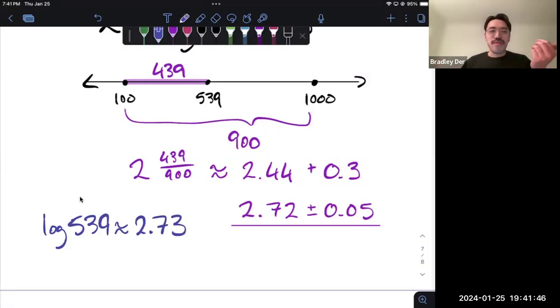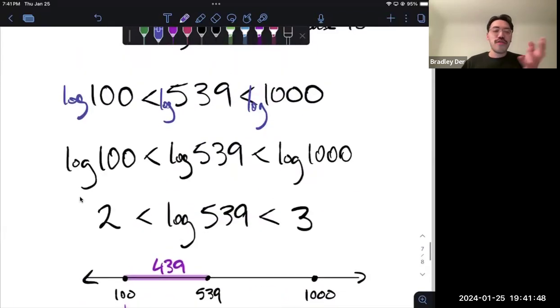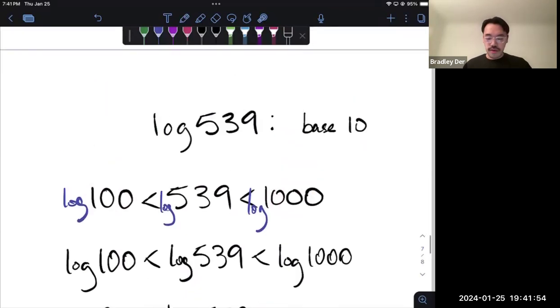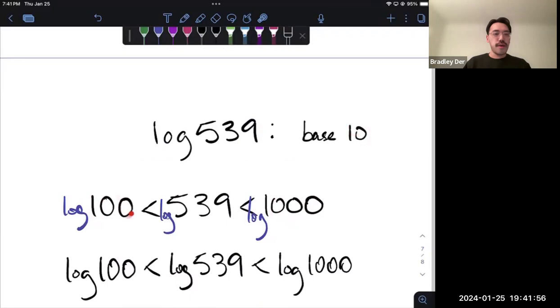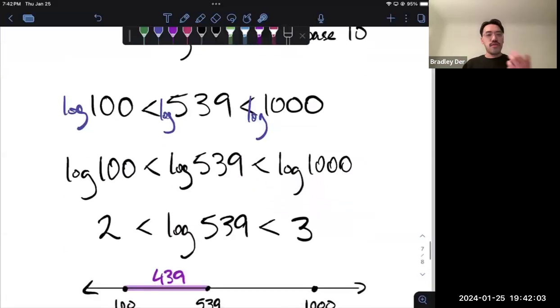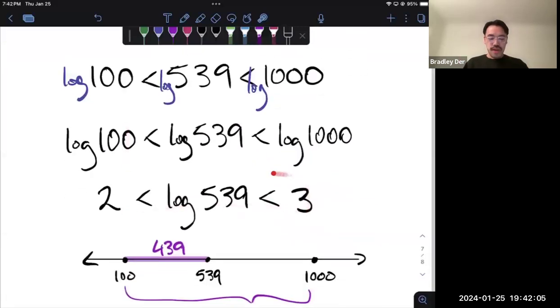That's basically the approximation technique. The main part that I want you to get out of that is that if you just think about the consecutive powers of whatever your base is. For this, we did base 10. So I'm thinking about consecutive powers of 10. Where does 539 fall on the number line with my powers of 10? And then you can use your logarithms to narrow in between two consecutive integers that you want to approximate with.